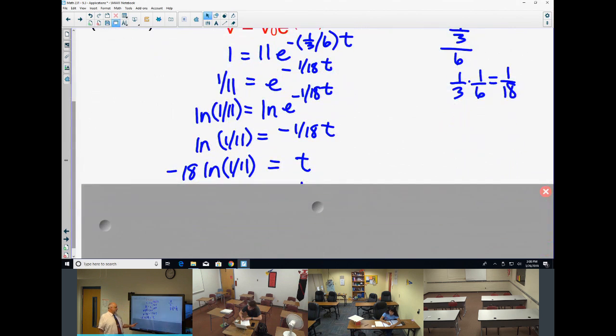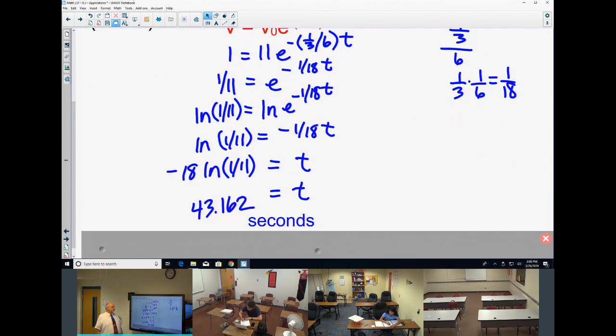And so your answer is going to be 43.162 seconds. So the ice skater's going along, and then all of a sudden he stops and just glides to almost stopped. And that's how long it takes to go from 11 feet per second to 1 foot per second. As he's slowing down, that's how long it takes.